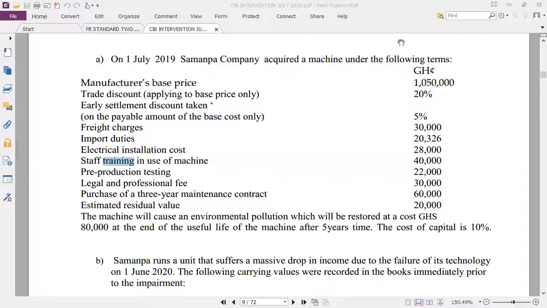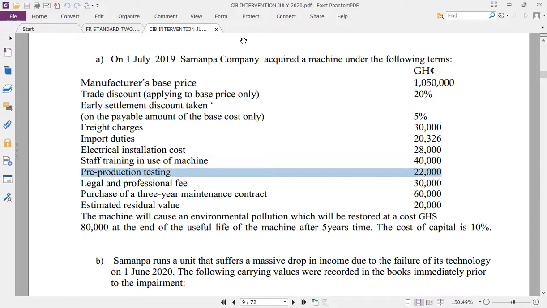Any idea? Now, pre-production testing should be part. Why? Because this is testing. What we don't like is pre-production cost. So here we intentionally remove the cost and put testing there. If it were pre-production cost, that one should not be part. It must be excluded. But this is testing. So pre-production testing should be part of the cost of the PPE.